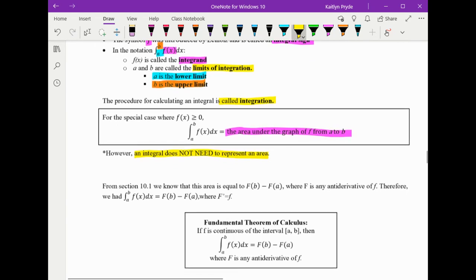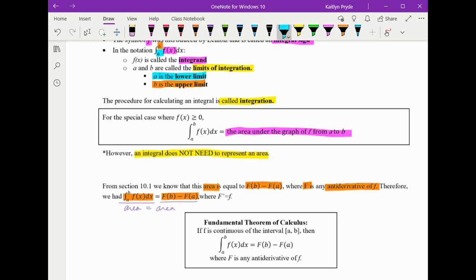Okay? So from section 10.1, we talked about F of b minus F of a being our area, where big F is any antiderivative of little f. Therefore, we can then say that this integration that we just talked about above is equivalent to F of b minus F of a, because they both represent an area. So there's two different ways to look at it. One as an integral, and one as just two antiderivatives where you're subtracting the lower bound from the upper bound.